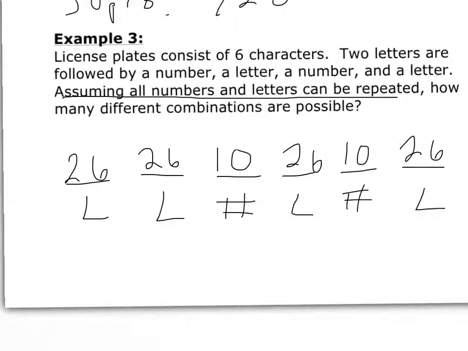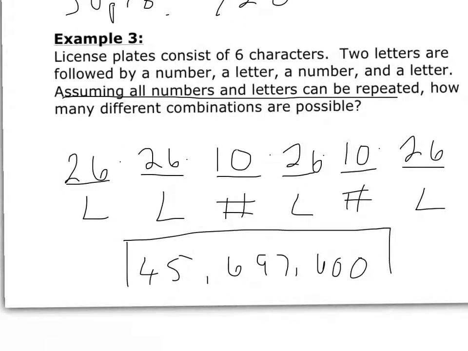And if you go ahead and multiply 26 times 26 times 10 times 26 times 10 times 26, you come up with 45,697,600 options. Okay, so those would be all your combinations for license plate. Okay, so make sure you have this written down and move on to the next page.